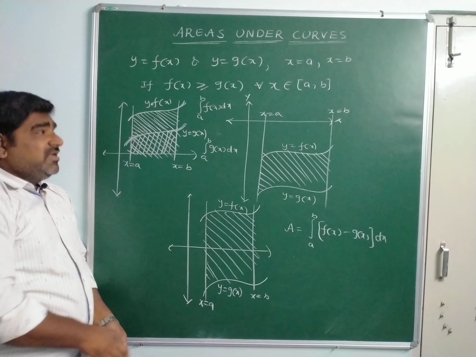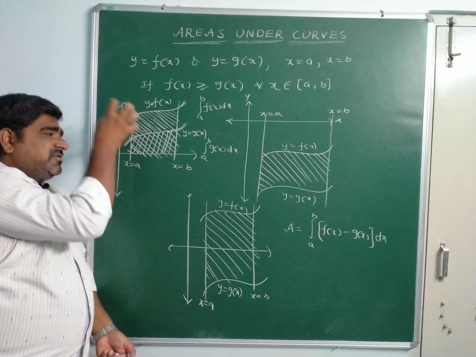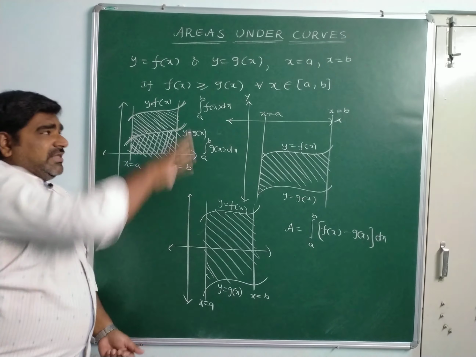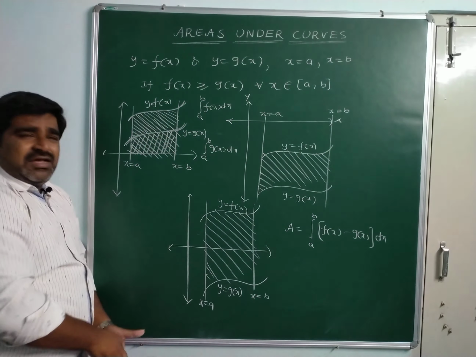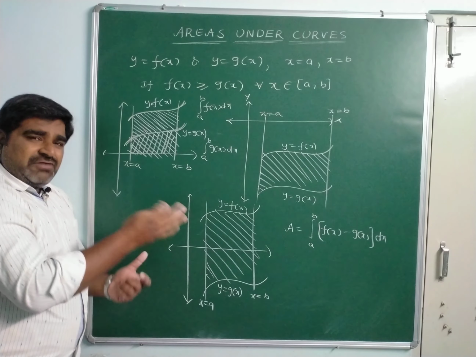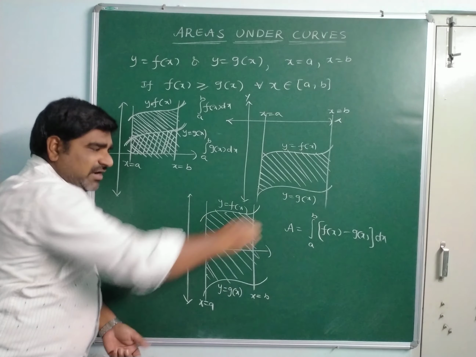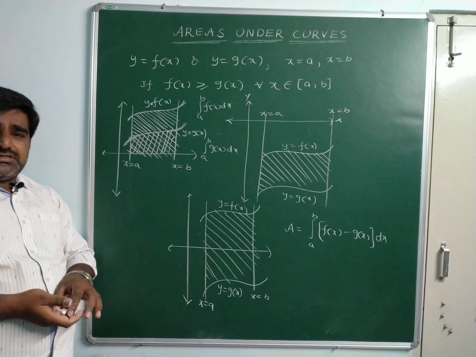How do you get this region? If you subtract this part from the entire part, automatically you'll get this part. This entire part is nothing but integral a to b f of x dx, and this part is nothing but integral a to b g of x dx. Subtract one from the other, and automatically you will get this part. So the required area is integral a to b f of x minus g of x dx.